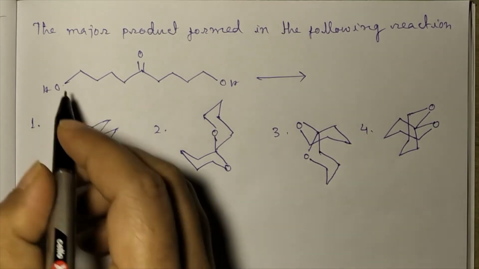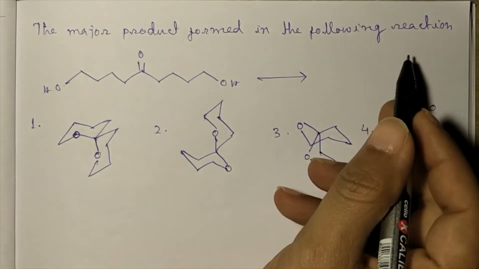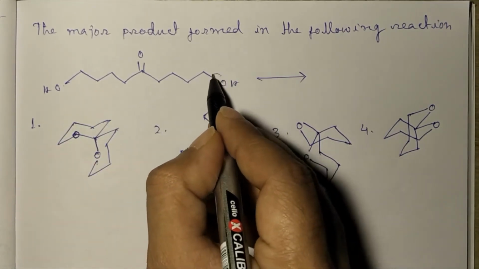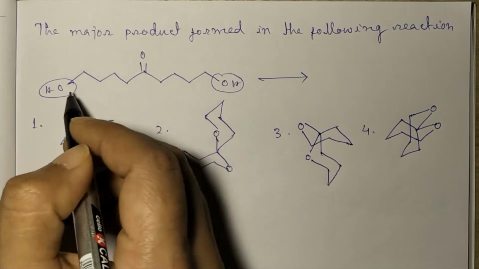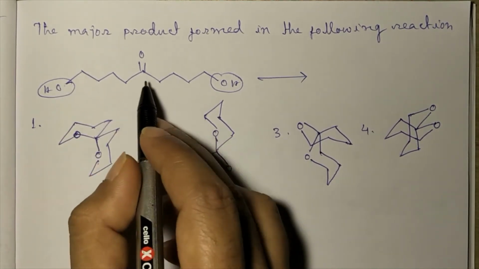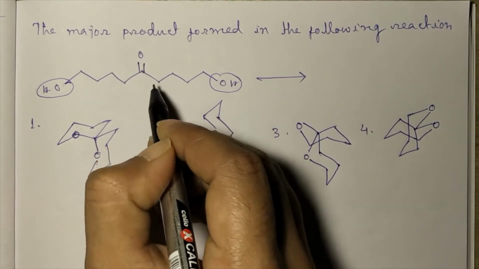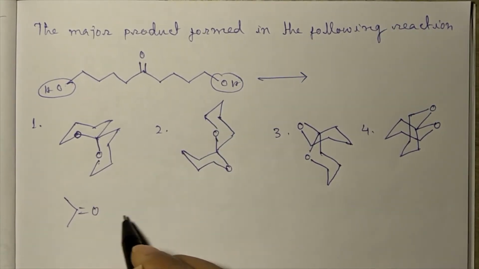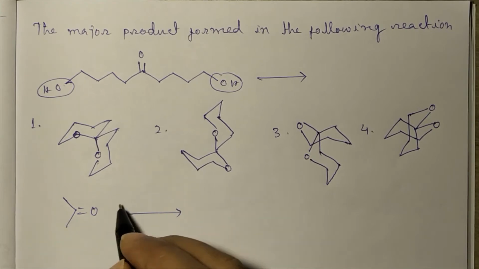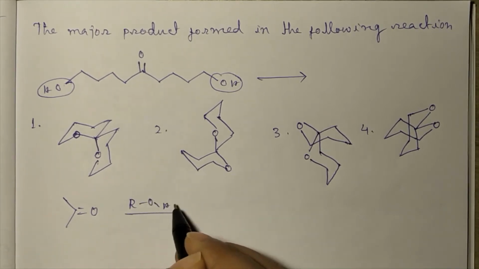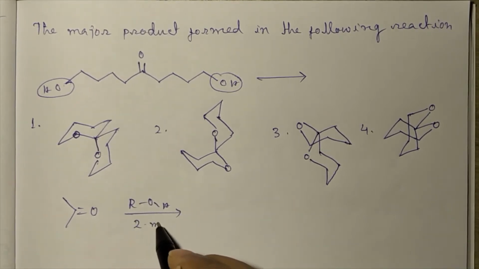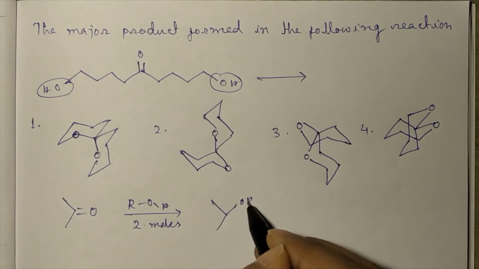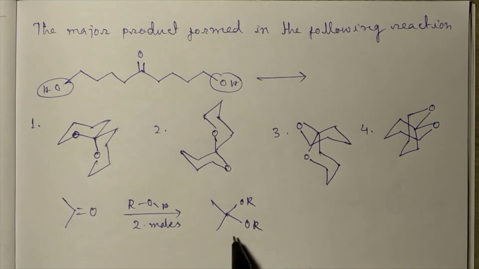Here is a very interesting question. The major product formed in the following reaction. So this is a ketone. Here two hydroxyl groups are there. So in the presence of alcohol, what will be produced on reaction with a ketone? As we know, a ketone reacts with 2 moles of alcohol to produce the ketal. So this is a ketal.